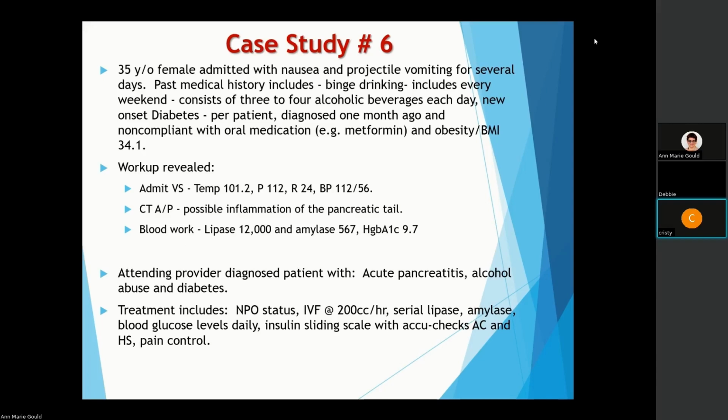Workup revealed admitting vital signs: temp 101.2, pulse of 112, respiration of 24, BP of 112/56. CT revealed possible inflammation of the pancreatic tail. Blood work: lipase is 12,000, amylase of 567, hemoglobin A1C is 9.7. Attending provider diagnosed with acute pancreatitis, alcohol abuse, and diabetes. Treatment includes NPO, IV fluid at 200 cc per hour, serial lipase, amylase, blood glucose levels daily, insulin sliding scale, and Accu-Chek AC and HS, as well as pain control.